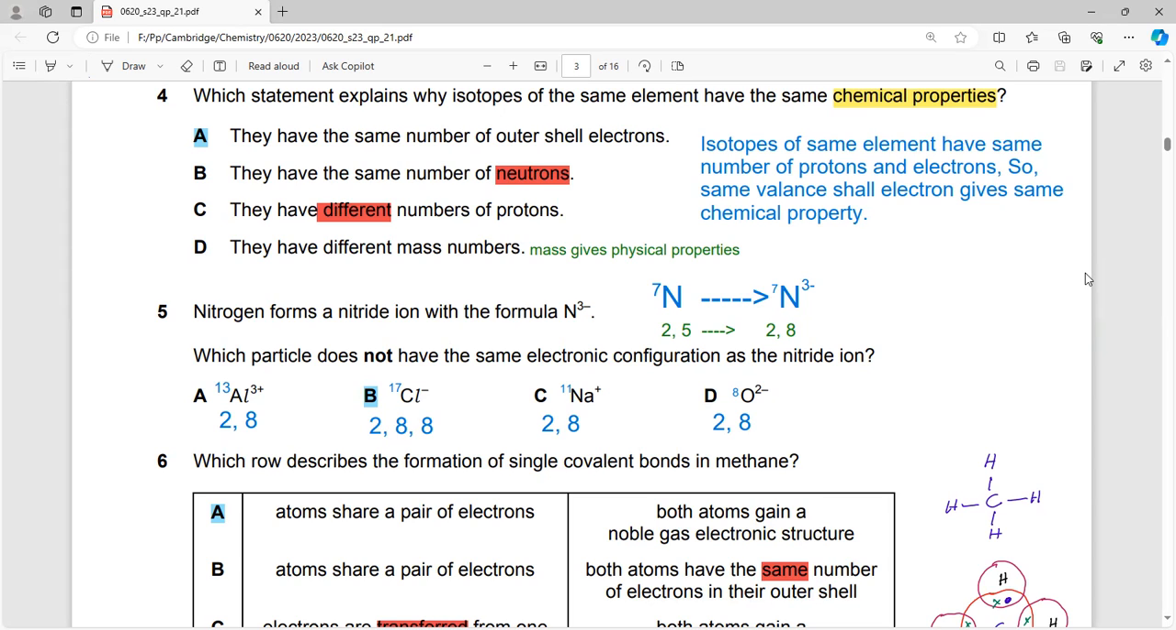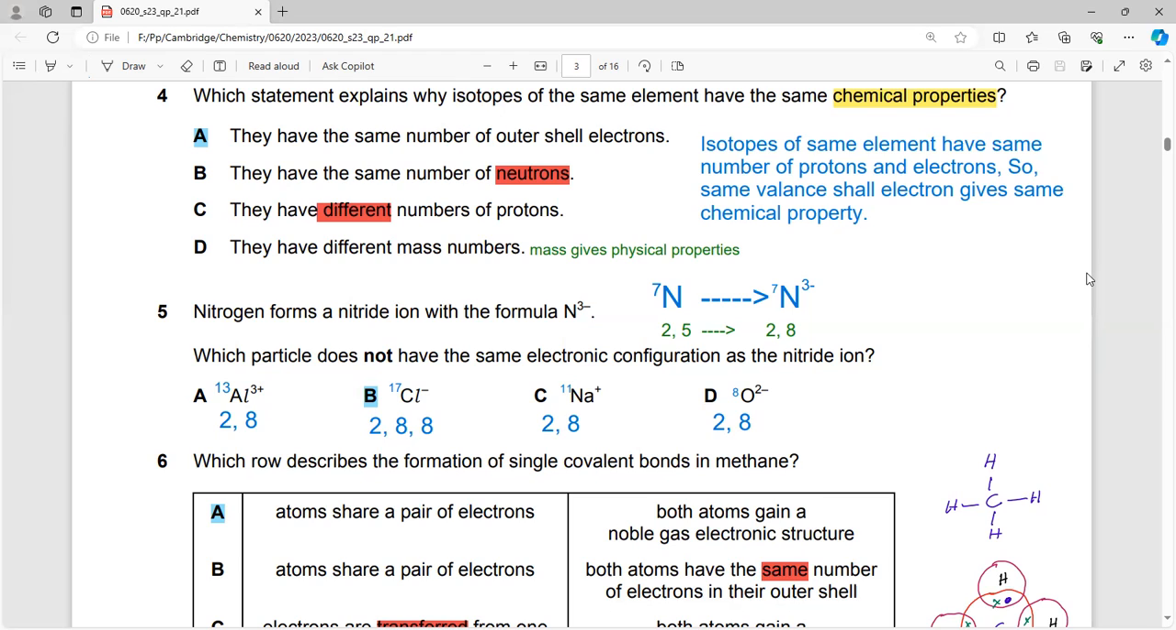So option A is correct according to this property. They have the same number of electrons in their outer shell. So A is our correct statement. B, they have the same number of neutrons. So it is wrong. Why? Because the number of neutrons is different, and they have a different number of protons.